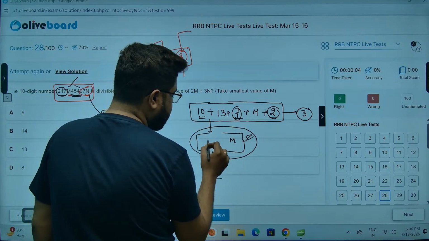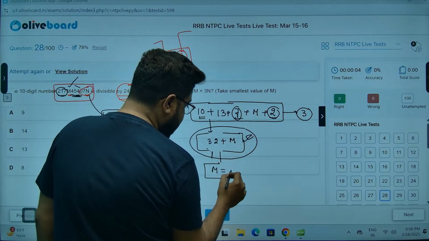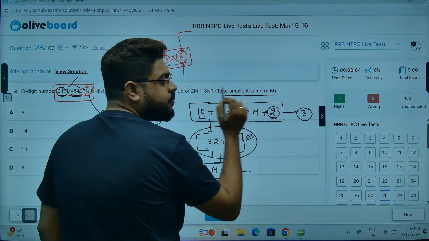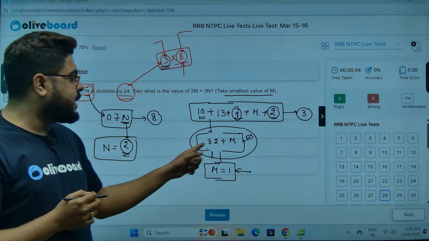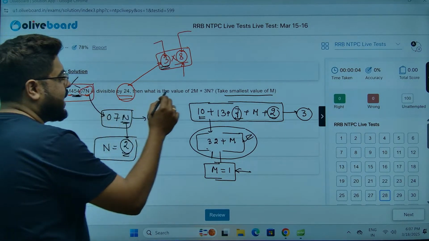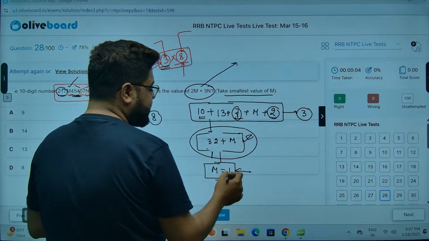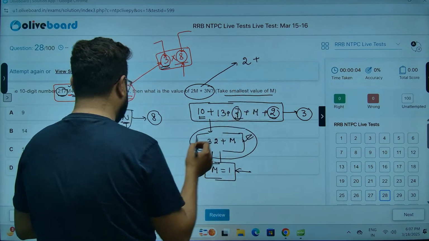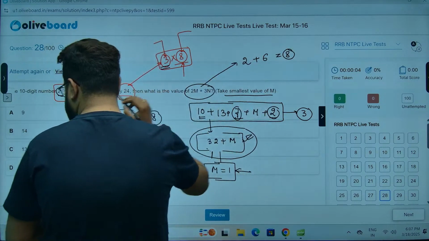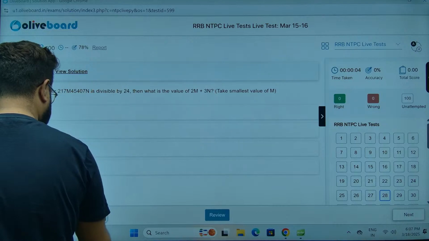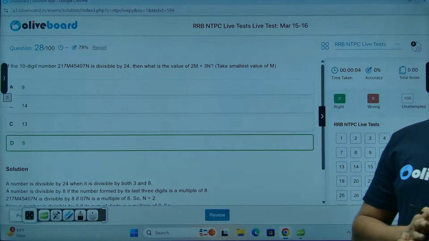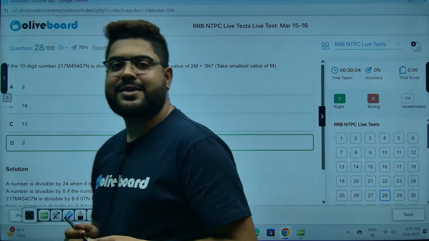Sir, this is 32 plus m. m has to be 1, sir, because they ask for the smallest value of m. I take m as 1, so that is 33, divisible by 3. Now they're asking 2m plus 3n. So 2 times m is 2 into 1, which is 2, and 3 times n is 6. So the answer is 8, option number D, sir. That is most definitely your correct answer, 100%.